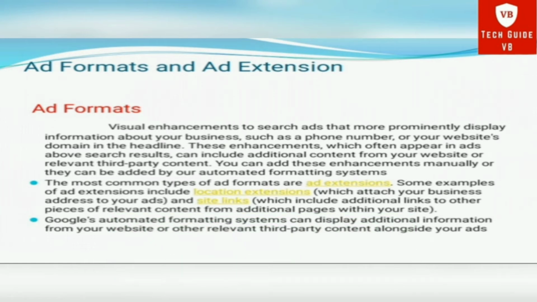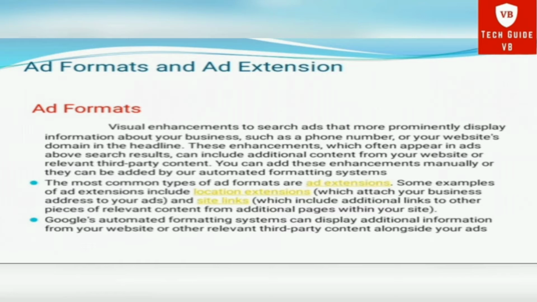They more prominently display information about your business, such as a phone number or your website domain in the headline. These enhancements, which often appear in the advanced search result, can include additional content from your website or relevant third-party content. You can add enhancements manually or they are added by your automated format system.